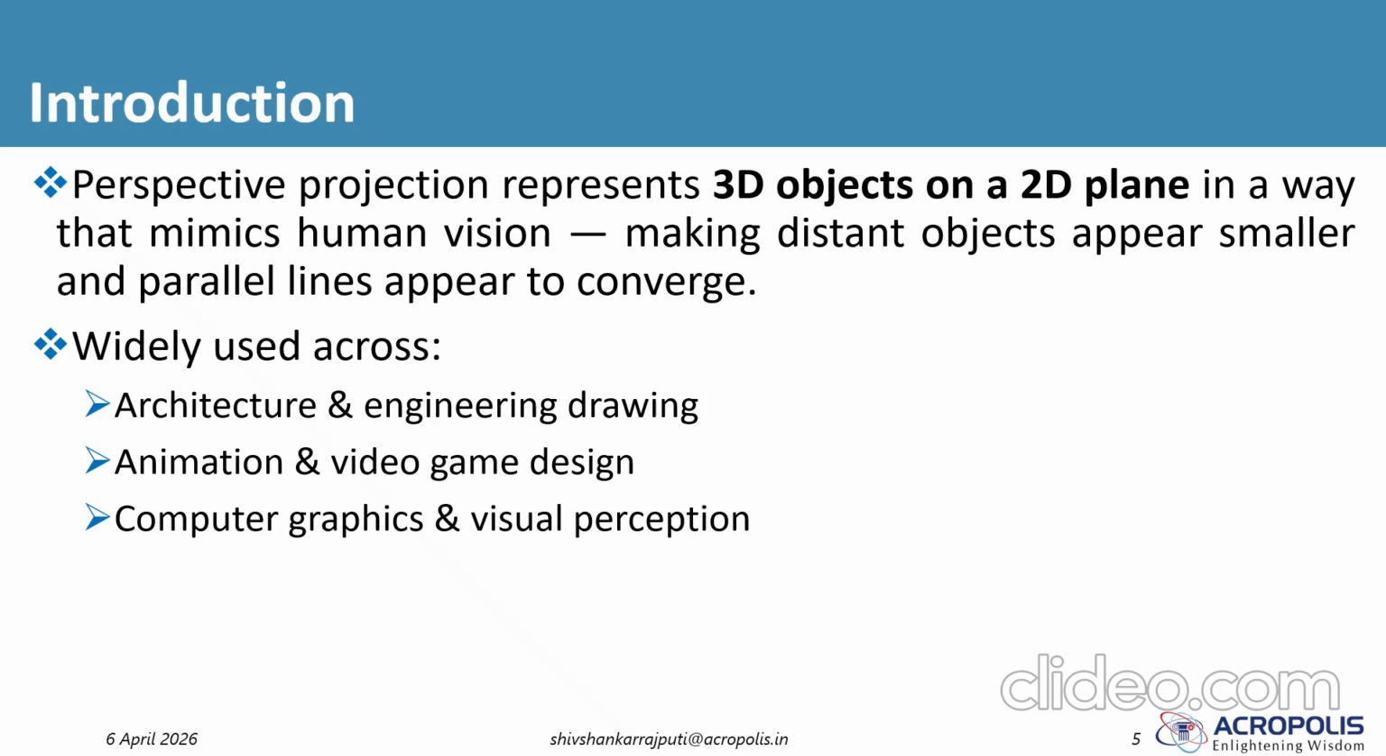Perspective projection is a method used to represent three-dimensional objects on a two-dimensional surface in a way that closely resembles how the human eye perceives the world. In this method, objects that are farther away appear smaller, and parallel lines appear to converge as they move into the distance. This concept is widely used in fields such as architecture, engineering drawing, animation, video games, and computer graphics to create realistic visual representations.